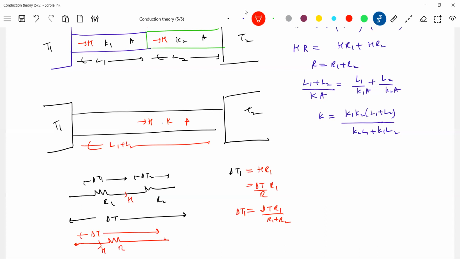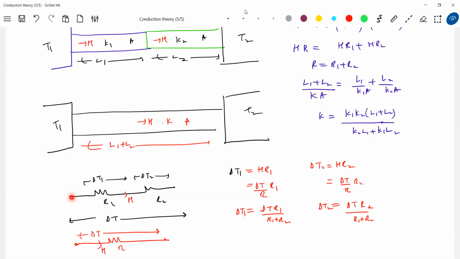Delta T is the sum of the temperature differences across the individual resistors when they're in series. Across each element, you can write it, no? Delta T1 is equal to H into R1. Similarly, delta T2 equals H into R2. What is H? Delta T by R. So delta T1 is delta T into R1 by R1 plus R2, and delta T2 is delta T into R2 by R1 plus R2. Very important at many places, this will help us a lot.